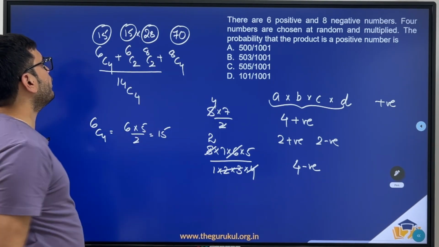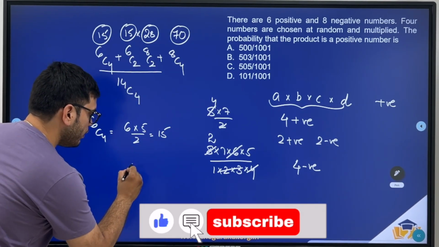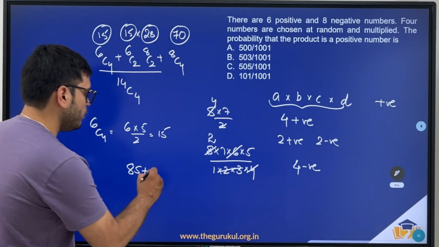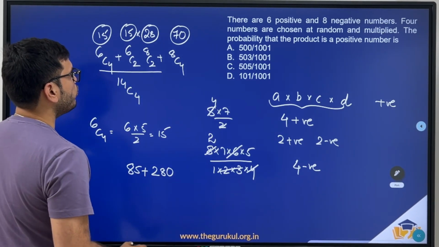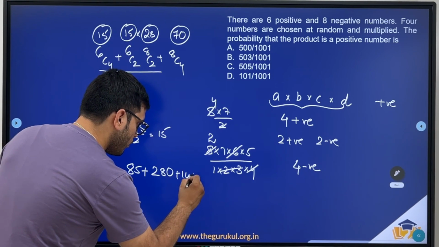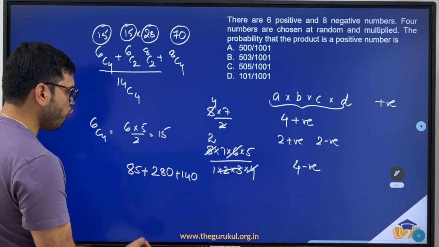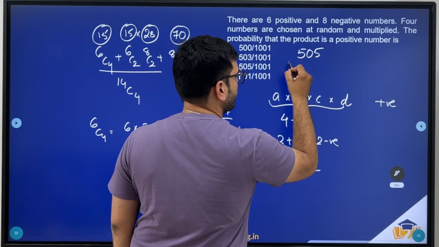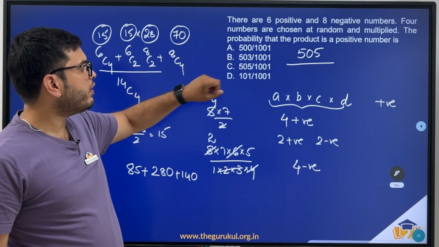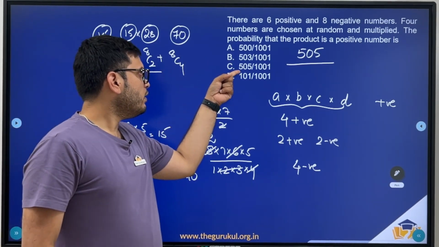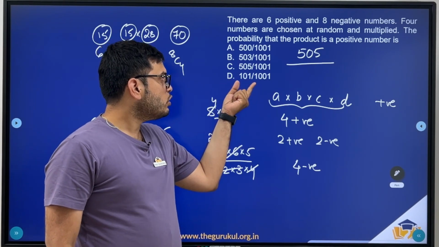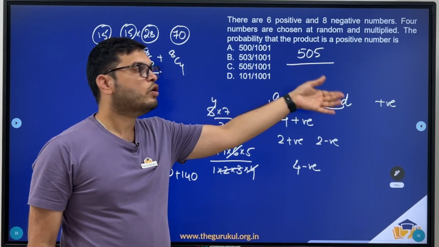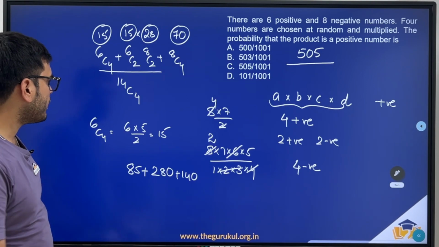This is 15 into 28. So 15 plus 70 85 plus 10 into 28 280 and 5 into 28 140. Now 280 plus 140 420, 420 plus 85 505. So in the numerator we have 505 by. Okay, so that cannot be 500, cannot be 503. This can be either 505 by 1001 or 101 by 1001, because 505 is not, I can write this as 5 into 101. So we need to find the value of denominator as well, right?